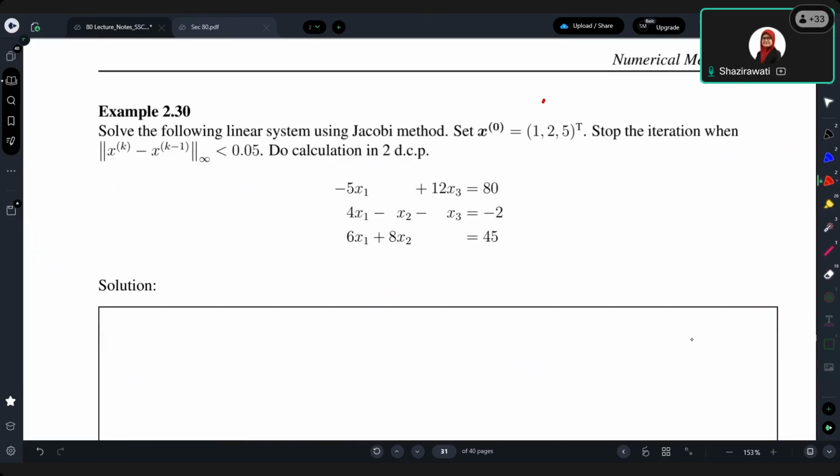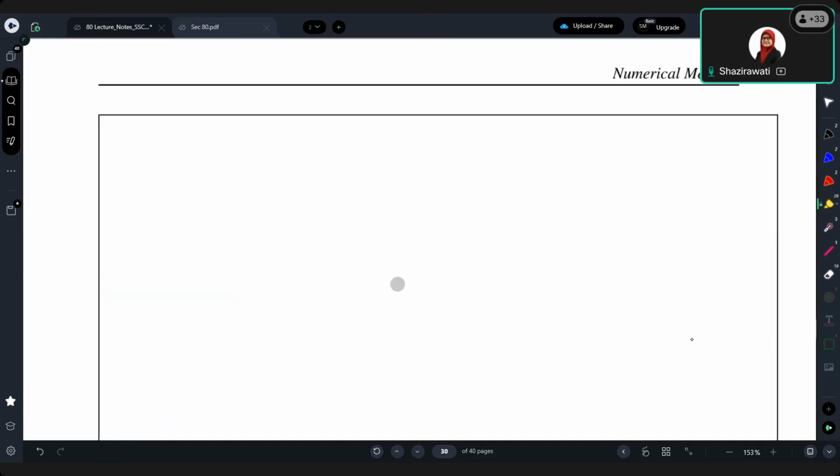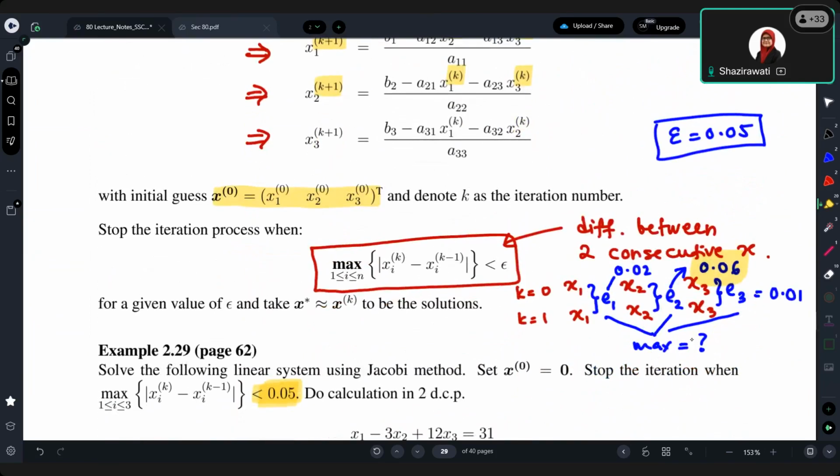So here it means x1 at iteration 0 is 1, x2 at iteration 0 is 2, x3 at iteration 0 is 5. Sometimes it is given in this form, sometimes in vector form like that, X0, but bold here, to denote the vector. It means it contains x1, x2 and x3. Stop the iteration when, this is another symbol for the stopping condition. As you saw earlier, in the textbook I think it is the same, using this max. But the meaning is the same, so this can be written like this too.